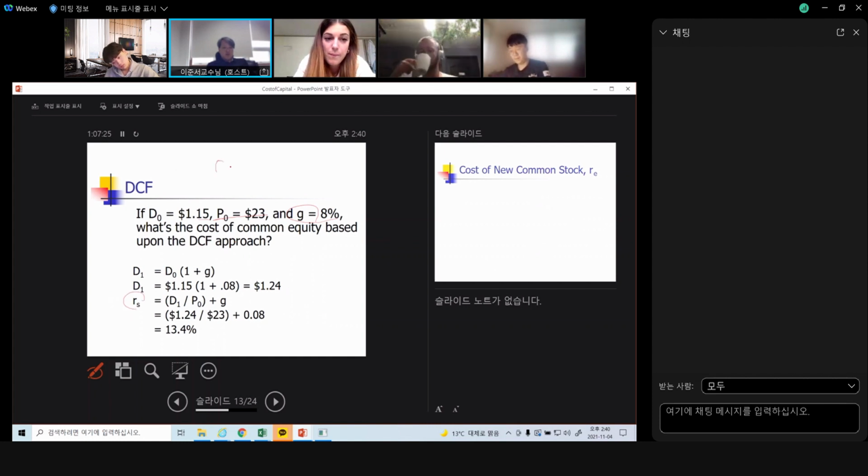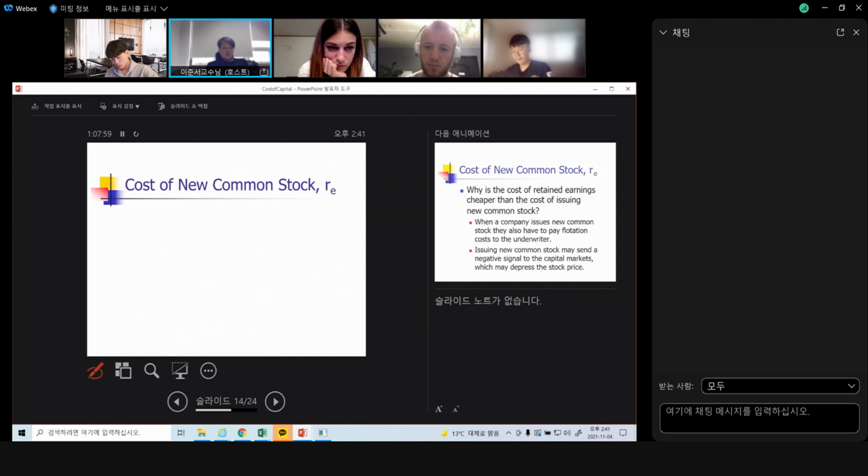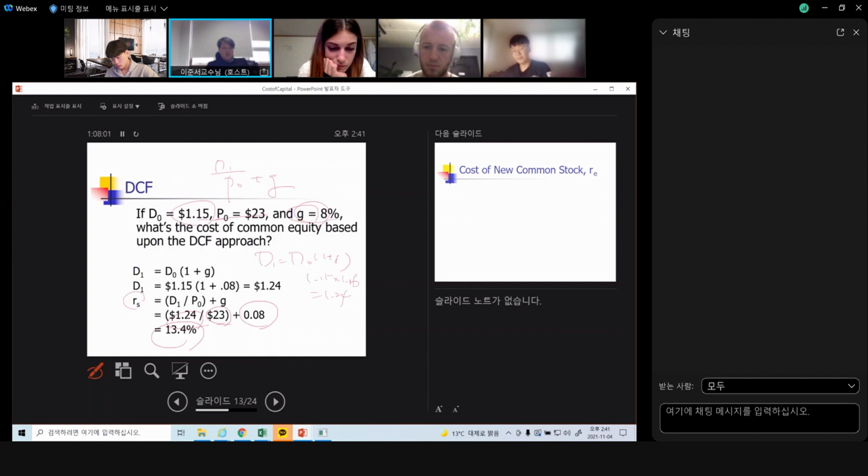RS equals D1 divided by P0 plus G. The current stock price is $23. D0 is $1.15. Growth rate is 8%. So D1 equals D0 times 1 plus G, right? So 1.15 times 1.08 is going to be 1.24. 1.24 divided by $23 plus 8% is going to be 13.4%. The same figure, right? 13.4%, 13.4%.